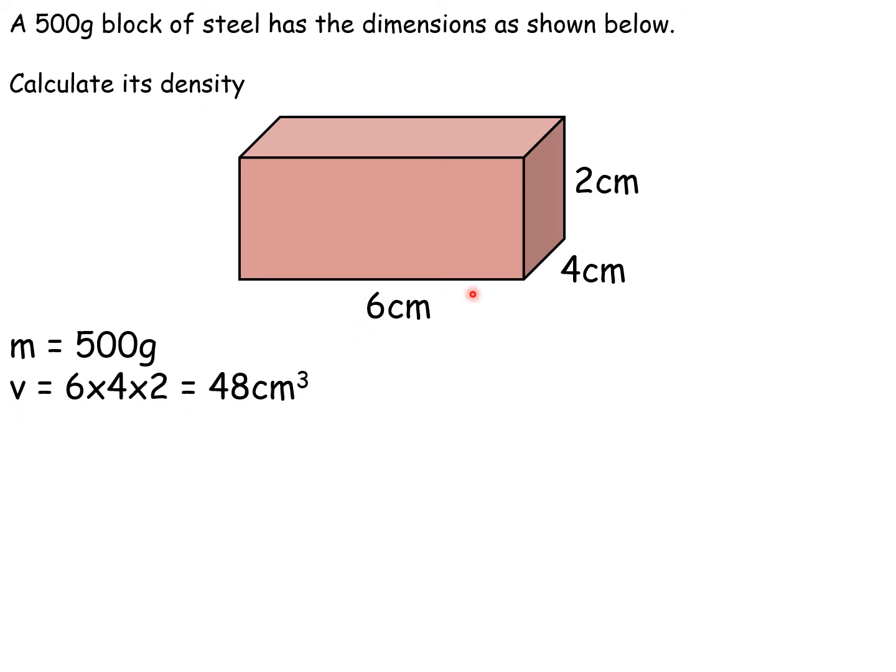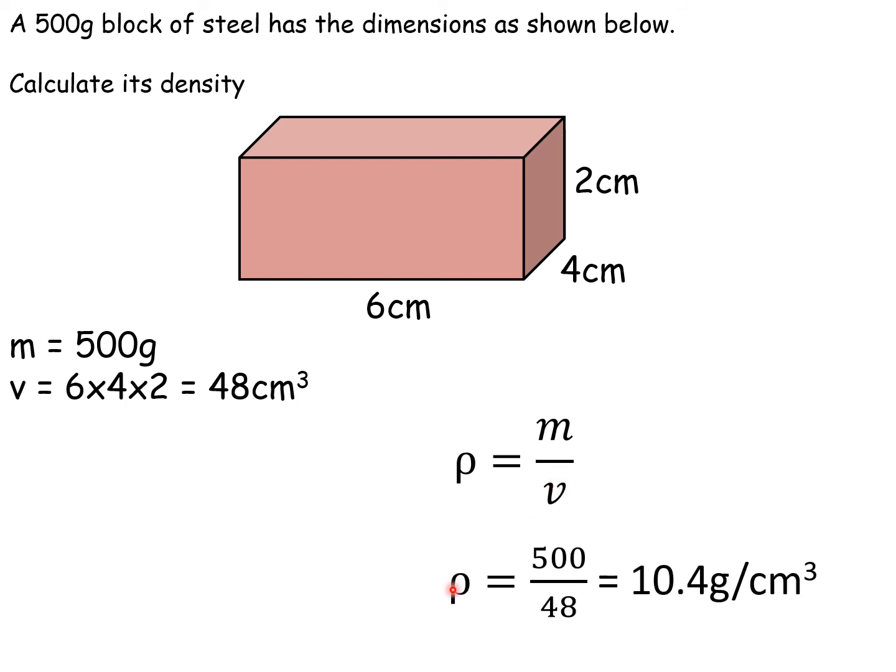So we're not given the volume, but I would hope you remember from maths that the volume of any shape is just its length times its breadth times its height. So that's why I've done 6 times 4 times 2, which is 48 centimeters cubed. So make sure you're familiar with that volume calculation. Okay, so then we find the equation, rho is equal to m over v, and then we plug in the numbers, and we get an answer of 10.4 grams per centimeters cubed. And remember, the units are really important. They are part of the answer there.